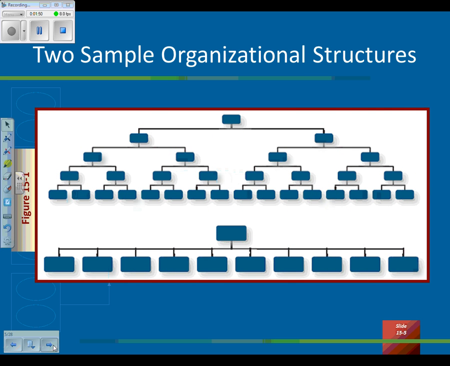What you see here is two typical organizational structures. The one on top is the more hierarchical and reminds me kind of a Christmas tree, and the lower one is like a horizontal or flat organization. Now, what makes these different is the way in which jobs are divided up. There could be highly specialized jobs where people only do one kind of thing.